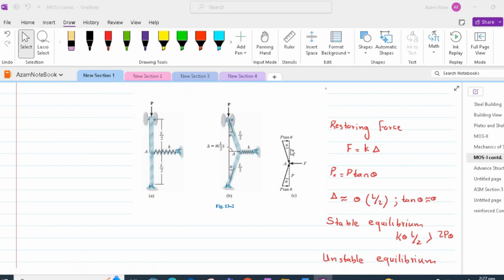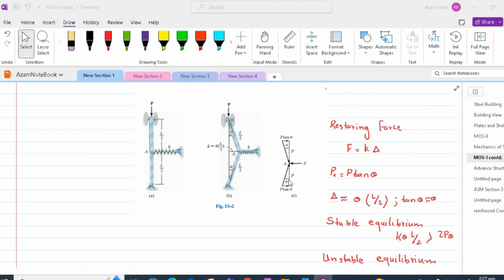Therefore, the applied load P at point A has been decomposed into two loads, one horizontal, which is P tan theta, and one in the direction of the top bar. Using the triangular law of forces, the oblique component and the horizontal component should add up to the vertical applied load.